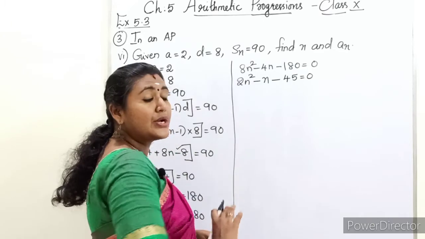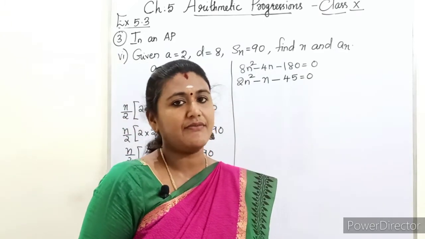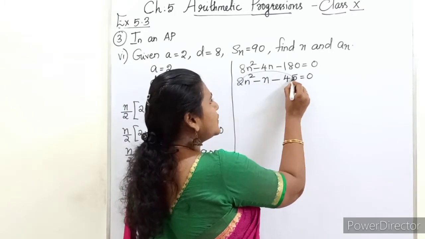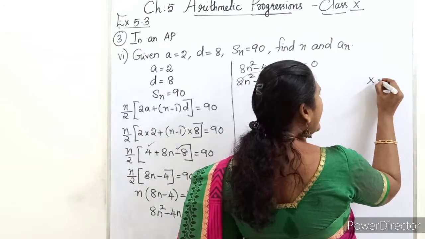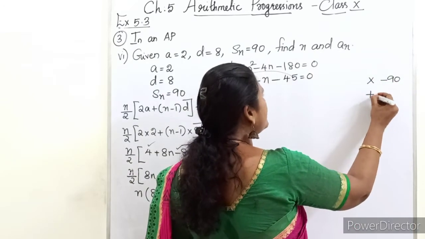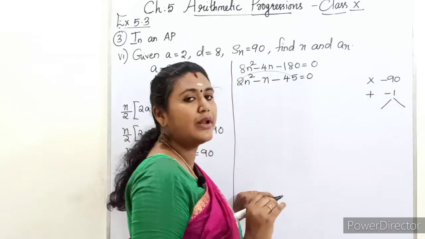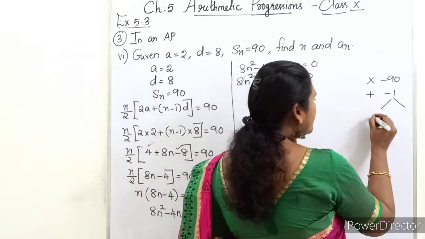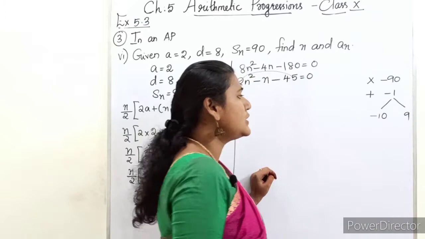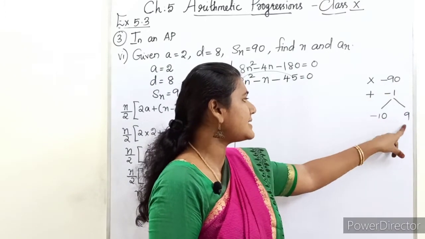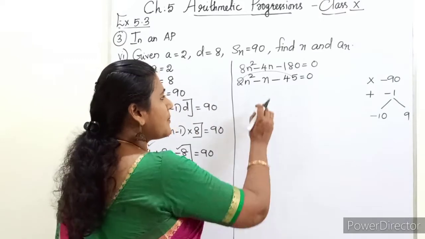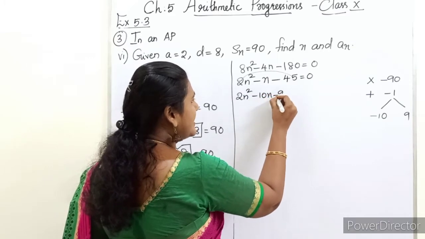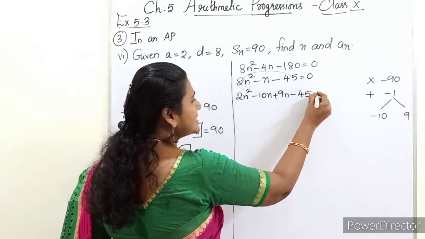Now we are going to factorize this quadratic equation and find the value of n. So how to do the factorization method? First multiply 2 into minus 45; the product should be minus 90 and the sum should be minus 1. So you have to find two numbers whose product is minus 90 and sum is minus 1. So what are the numbers? Minus 10 and plus 9. When you take the product you will get minus 90 and the sum is minus 1. So using these two numbers we are going to split the middle term: 2n square minus 10n plus 9n minus 45 is equal to 0.